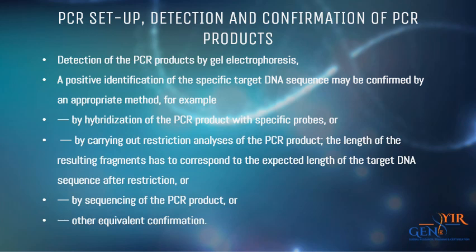A positive identification of the specific target DNA sequence may be confirmed by an appropriate method other than size determination of the PCR product, for example, by hybridization of the PCR product with specific probes, or by carrying out restriction analyses of the PCR product. The length of the resulting fragments has to correspond to the expected length of the target DNA sequence after restriction, or by sequencing of the PCR product, or other equivalent confirmation.